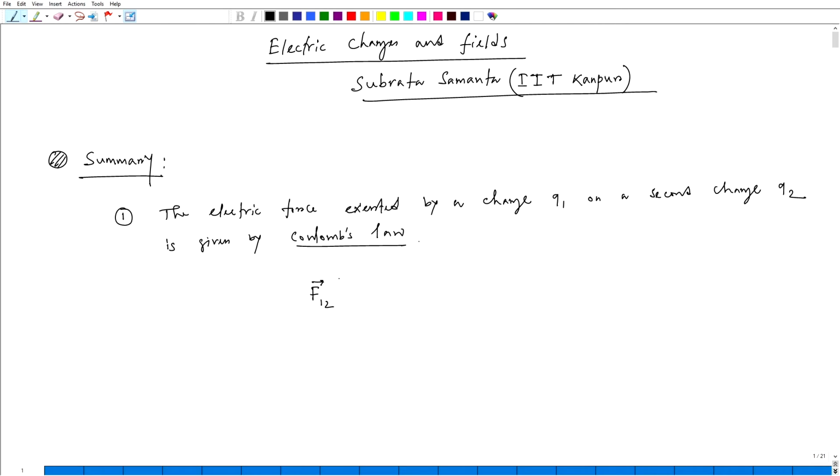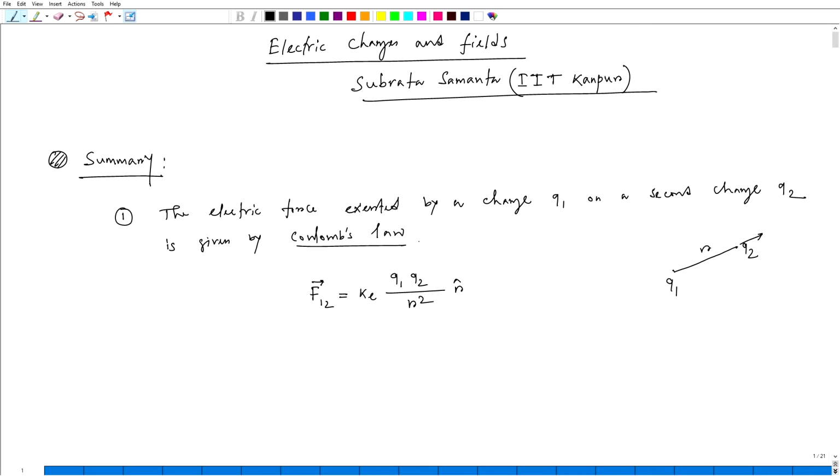F12 vector, is proportional to the amount of charges, with proportionality constant k, the Coulomb constant, times q1 q2, and inversely proportional to the square of the distance, r squared, the distance between the q1 and q2 charges. So let us say this one is q1, this one is q2, and the distance between them is r. That is the r cap, the direction along the line joining the two.